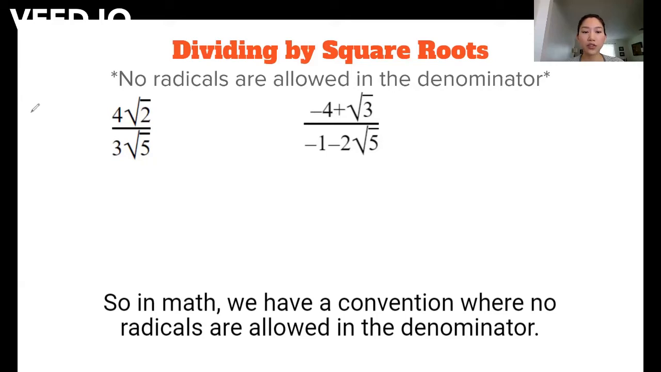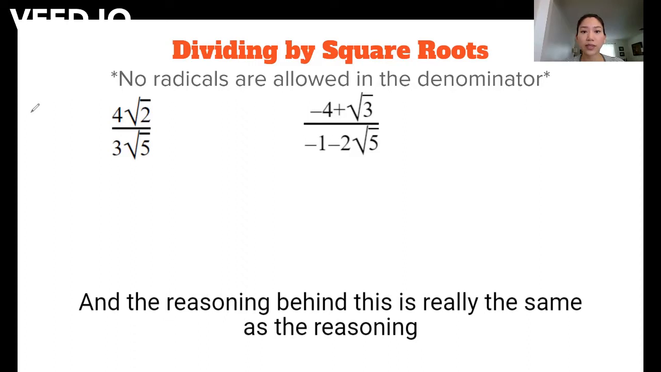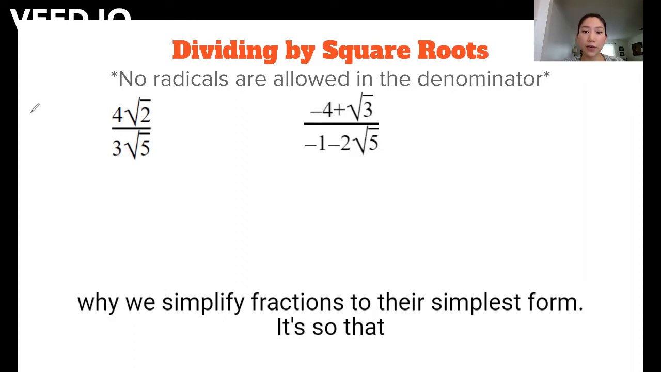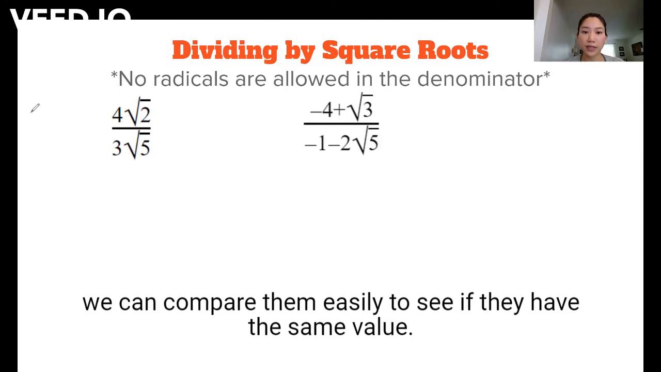So in math, we have a convention where no radicals are allowed in the denominator. And the reasoning behind this is really the same as the reasoning why we simplify fractions to their simplest form. It's so that we can compare them easily to see if they have the same value.